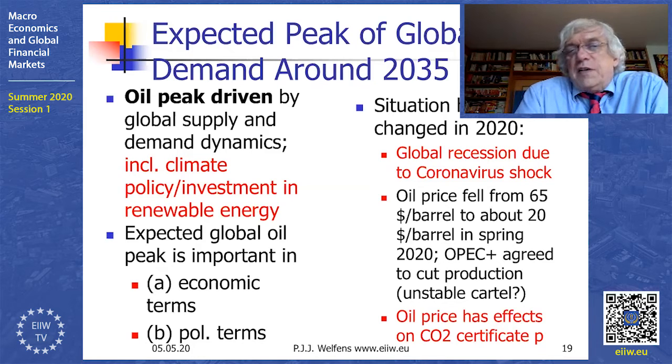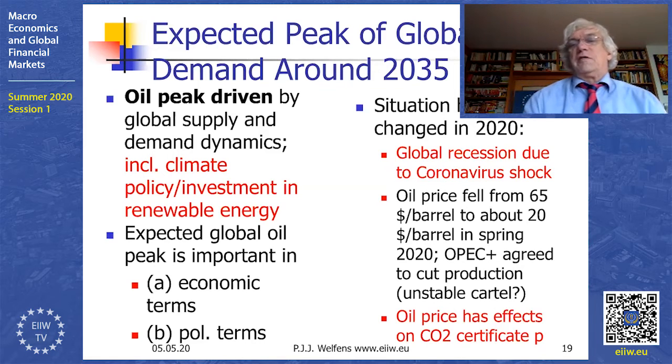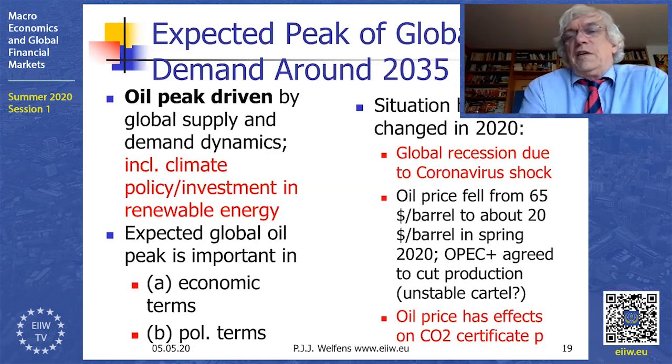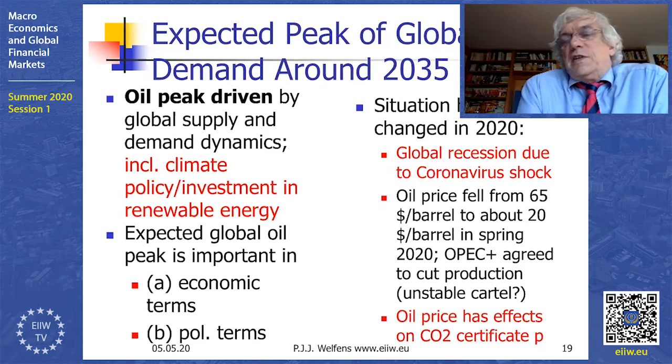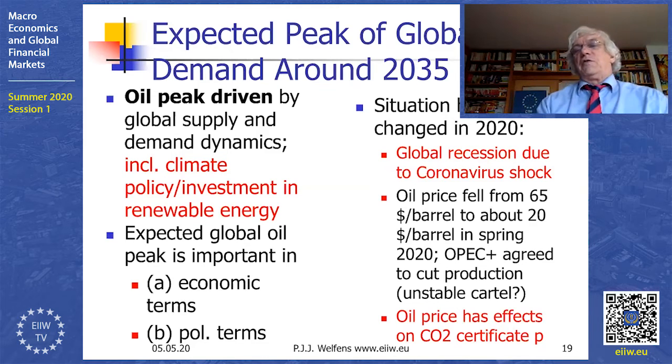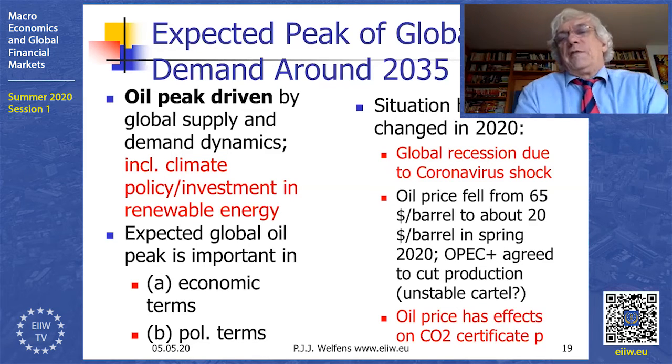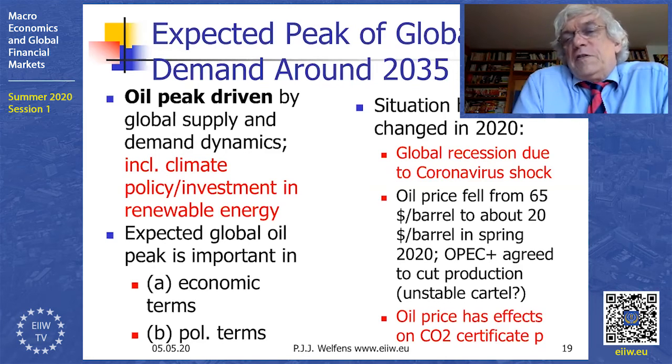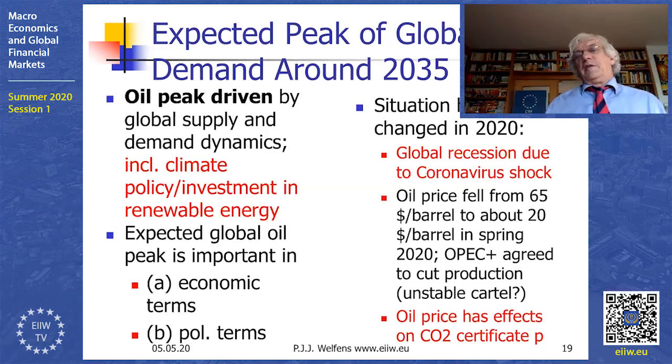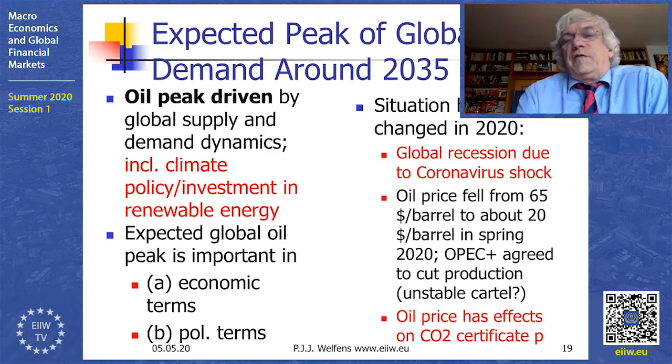OPEC Plus have somehow then finally agreed to cut production, but it's not so clear that this is a stable cartel, because there is a strong incentive for several major oil producers which rely on the government revenue side very much on oil and gas production, on revenues in world markets. So some of these countries might simply try to ignore the OPEC Plus agreements on reduction of oil production.